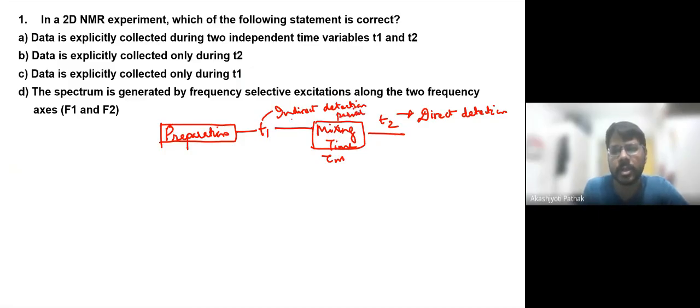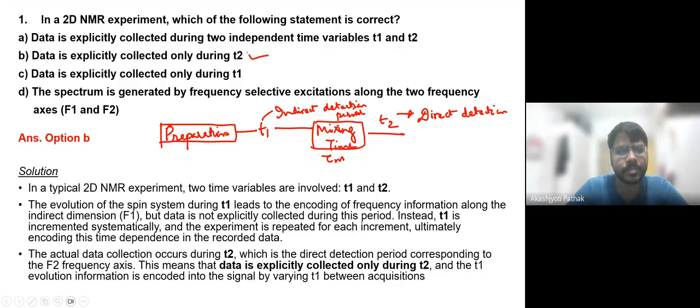So we saw this concept through that figure as well. You collect multiple FIDs, and when you deconvolute each of the frequencies present in this direct detection time period, you can get the frequency information that was present in the T1 time period. Okay, so what will be the answer for this question? The data is explicitly collected during T2, right? That is why it is called the direct detection period. So the answer is option B.